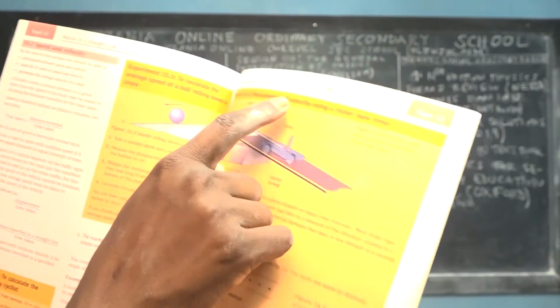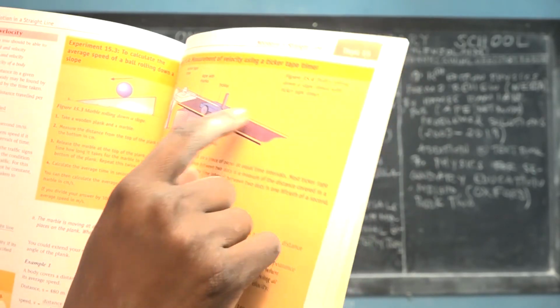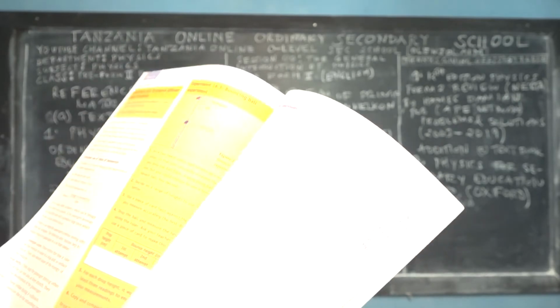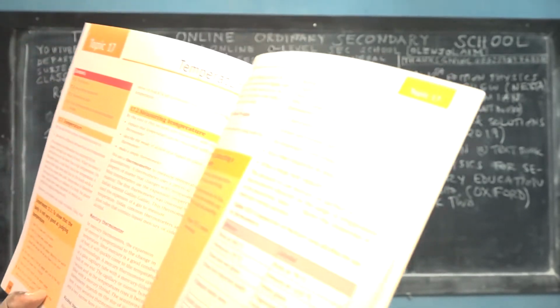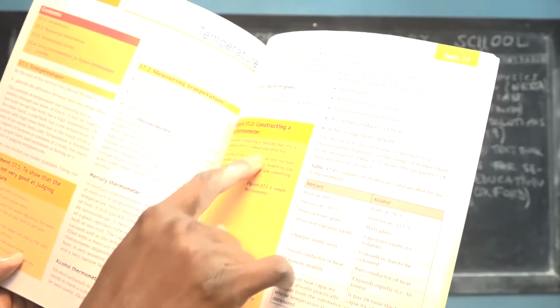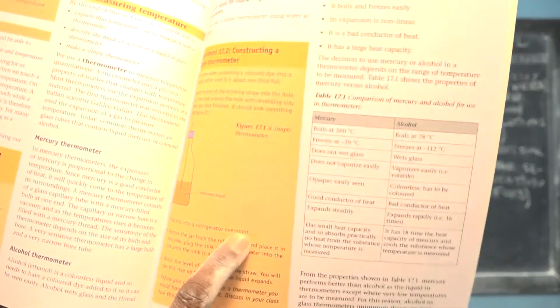So this is the measurement of velocity using a ticker tape and timer. If you have it, you can experience it, you see? And later on, you will learn it in mechanics if you want to pursue advanced education. This is the temperature, you see? This is constructing a simple thermometer. What if you construct a simple thermometer for your village?